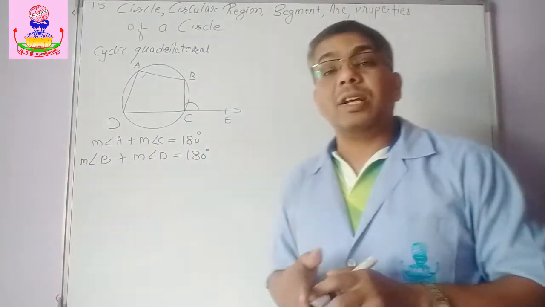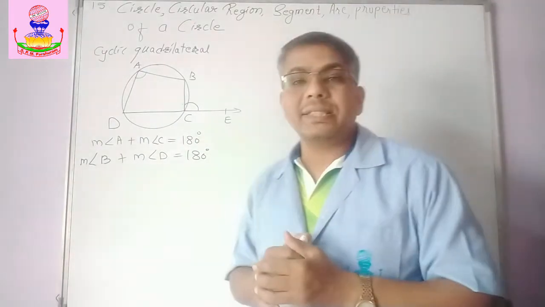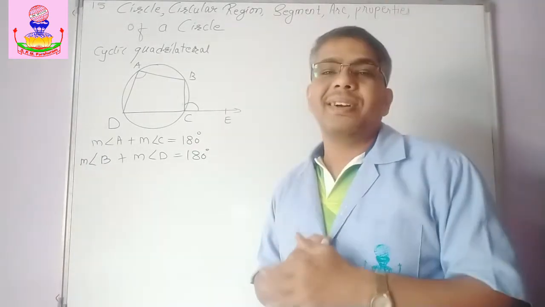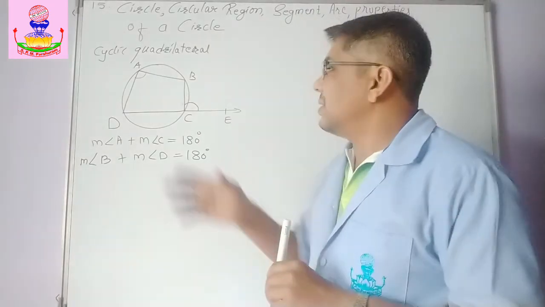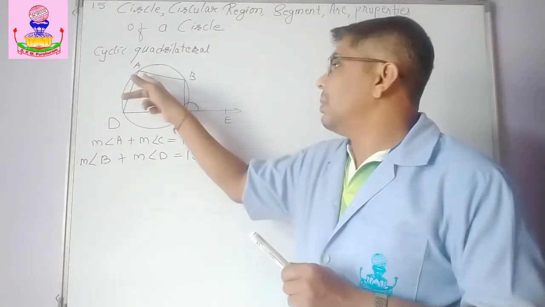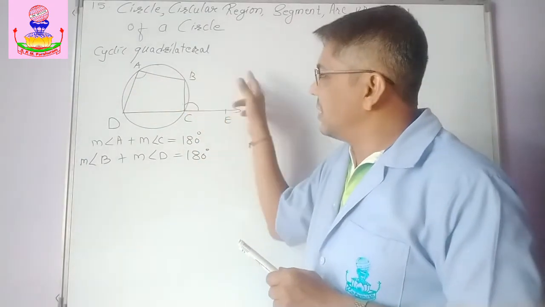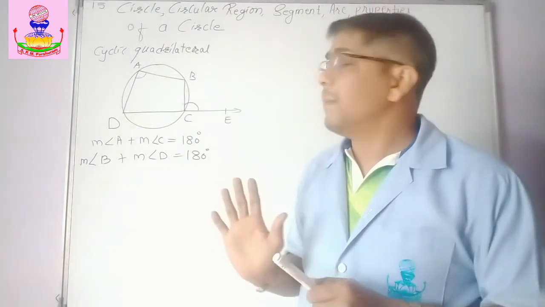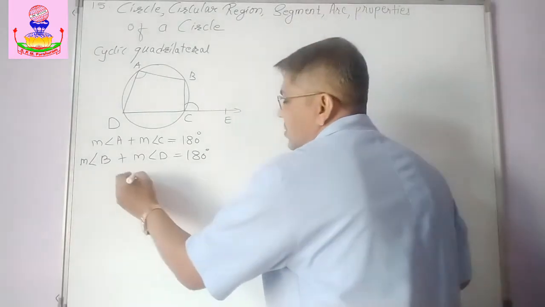This is called the exterior angle property of a cyclic quadrilateral. Remember this, that the exterior angle of a cyclic quadrilateral is always equal to its remote interior opposite angle. So the measure of angle BCE will always be equal to the measure of angle A. Or suppose if I draw it here, this angle should be equal to this angle D. You can try it everywhere. That is called the exterior angle property. Next is circumference.